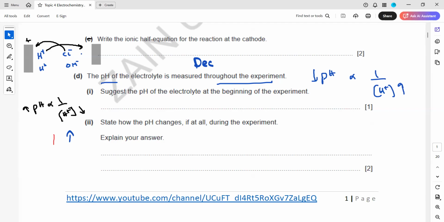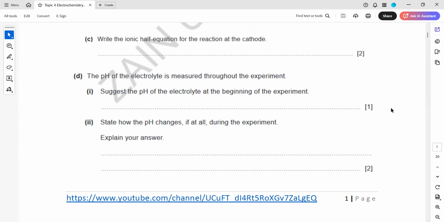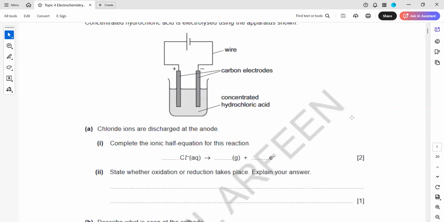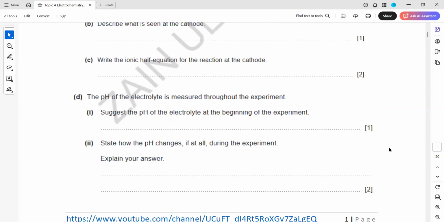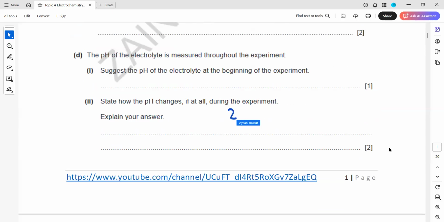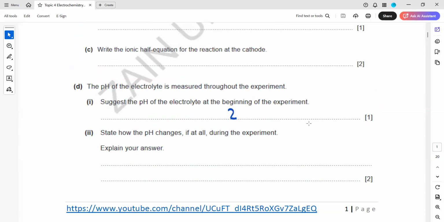Okay. So the first part asks for the pH of electrolyte at the beginning of the experiment. At the start of the experiment, it is hydrochloric acid. Hydrochloric acid is a strong acid. So what could be the pH of a strong acid? You have studied this in grade 7 and grade 8 as well. You can say 1 or you can also say 2. Any number less than 3.